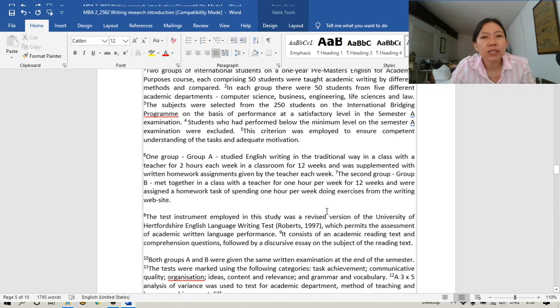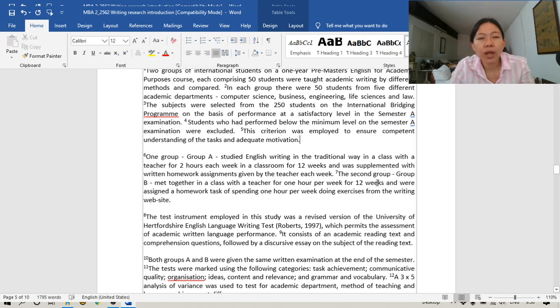The next two sentences, sentences 6 and 7, talk about the control group and the experimental group, group A and group B. So here, group A. Group A studied English writing in the traditional way in a class with a teacher for 2 hours each week in a classroom for 12 weeks and was supplemented with written homework assignments given by the teacher each week.